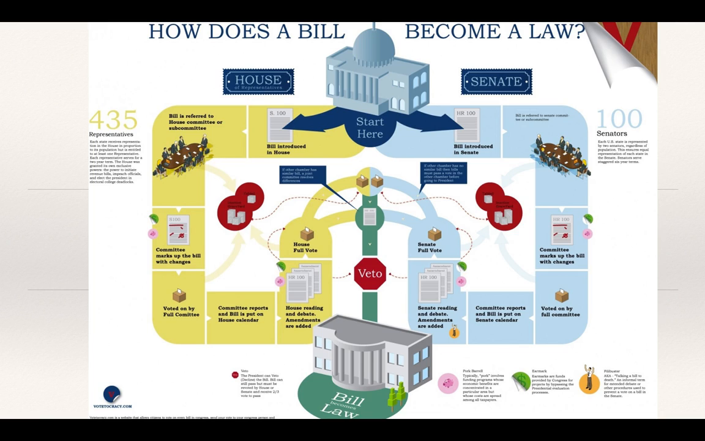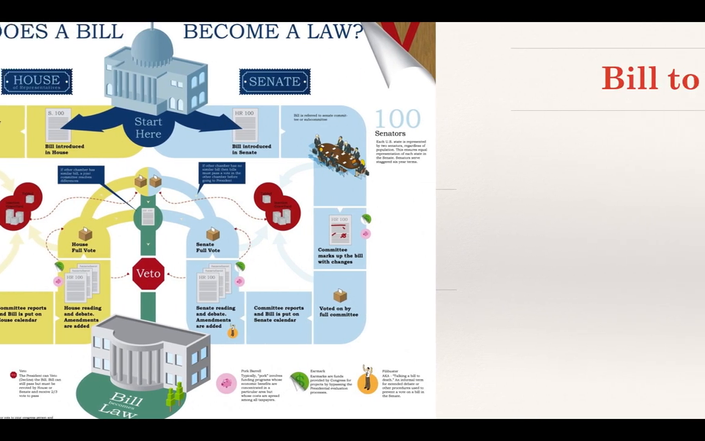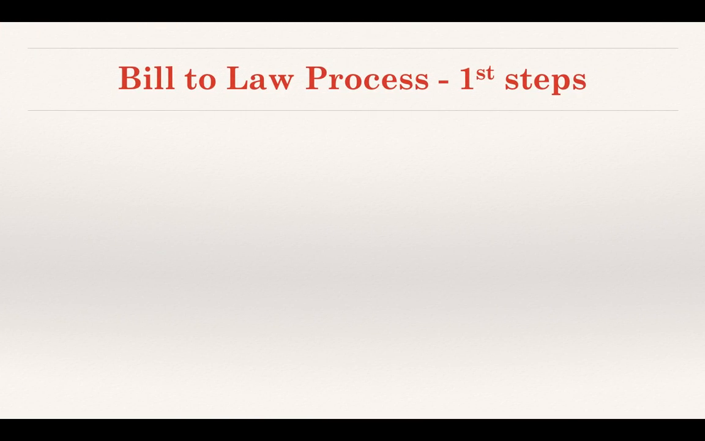The House is the only one that can start a tax bill. Otherwise, a bill can start in either the House or Senate, but then you need a review by the other House to come up with a compromise, and then it goes to the President either for signing or for a veto. So let's look at the first process, the bill to law process.